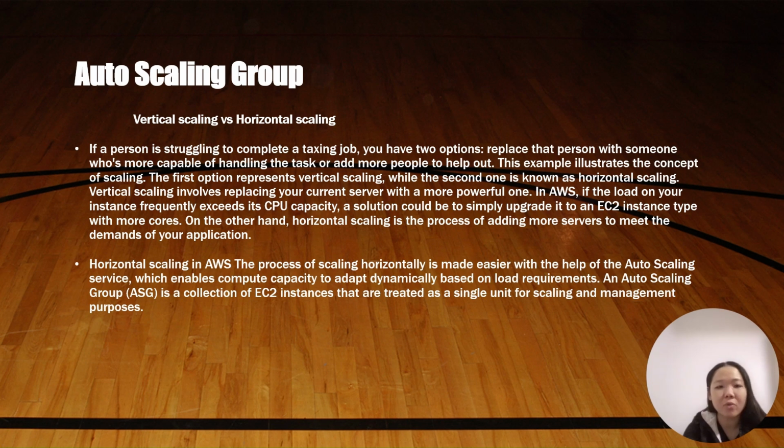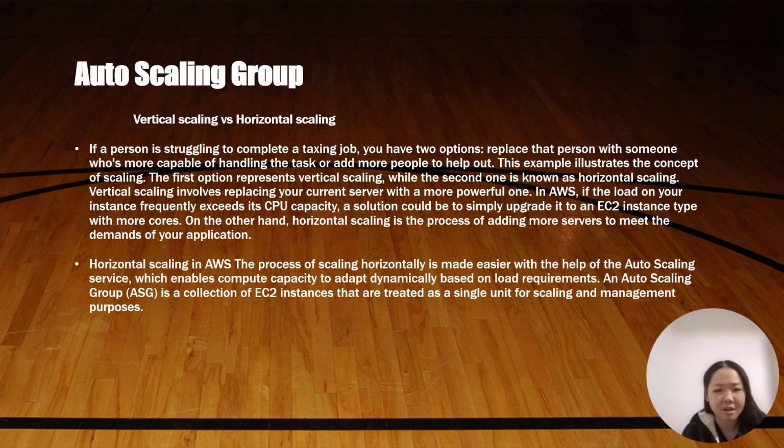Vertical scaling involves replacing your current server with a more powerful one. In AWS, if the load on your instance frequently exceeds its CPU capacity, a solution could be to simply upgrade it to an EC2 instance type with more cores.